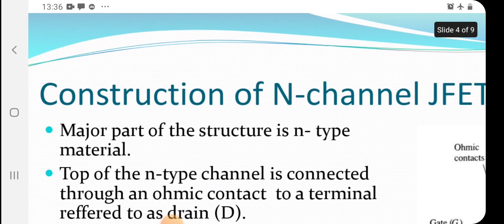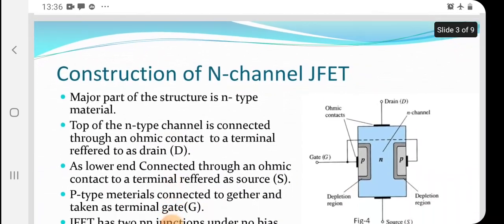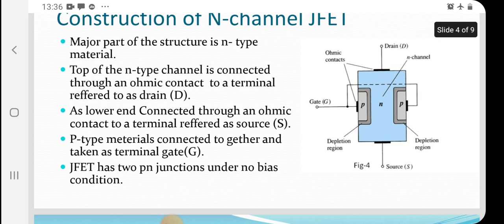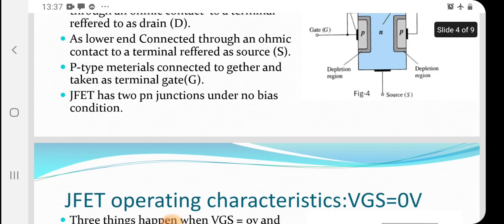So the construction of N channel FET. You can find the pictorial diagram on the right side, where the major part of the structure is N type. Exactly, it forms the N channel, and on the top of the N channel it is connected to a terminal which is referred to as drain, and at the bottom it is connected through an ohmic contact to a terminal which is referred to as source. P type materials are connected together and they are called the gate. So junction FET has two PN junctions under no bias conditions.